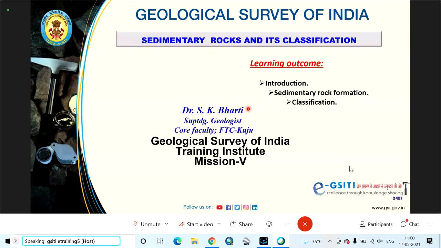of the sedimentary rock formation, and what are the criteria for the classification of different sedimentary rocks.